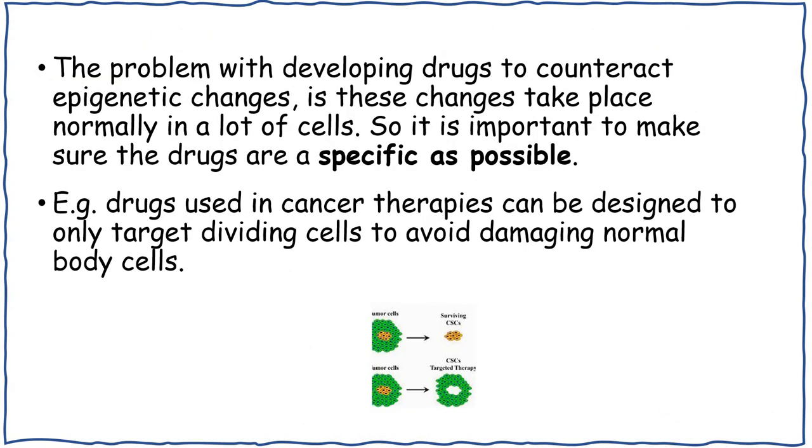The problem with developing drugs to counteract epigenetic changes is these changes take place normally in a lot of cells, so it is important to make sure the drugs are as specific as possible. For example, drugs used in cancer therapies can be designed to only target dividing cells to avoid damaging normal body cells.